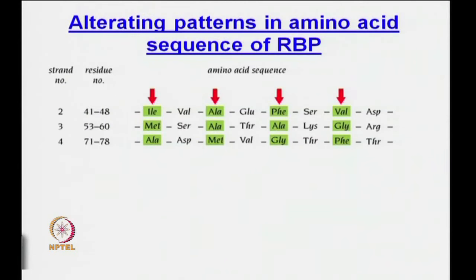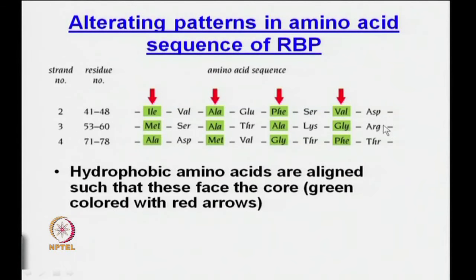So, what I mean is, if you look at the alternating pattern in the amino acid sequence of retinol binding protein, what you see is out here, this is a strand number, this is a residue number, then this is the amino acid sequence. 2, 3, 4, these are strands 2, 3 and 4. You are talking of residues 41 to 48, 50 to 60, 71 to 78. What you see is isoleucine, alanine, phenylalanine, valine, these are the hydrophobic groups. In between, you have these hydrophilic ones, glutamate, aspartate and so on.